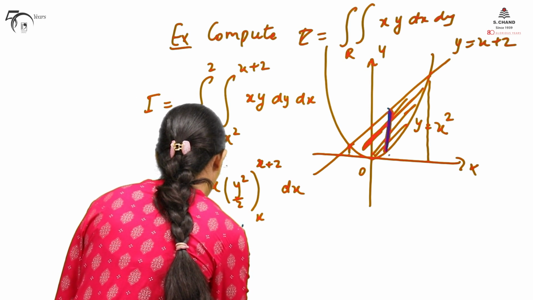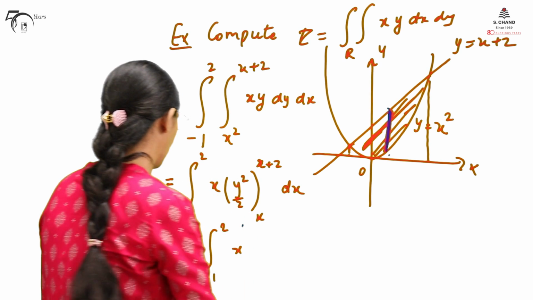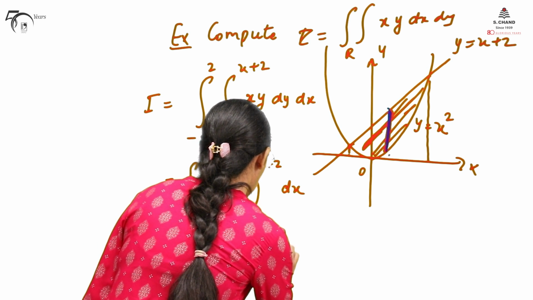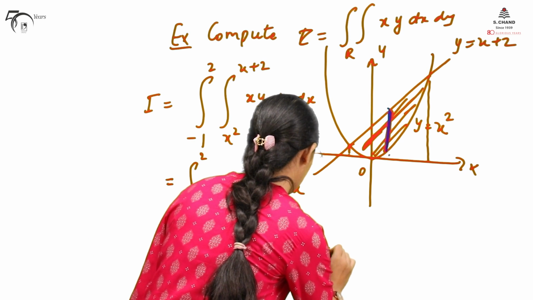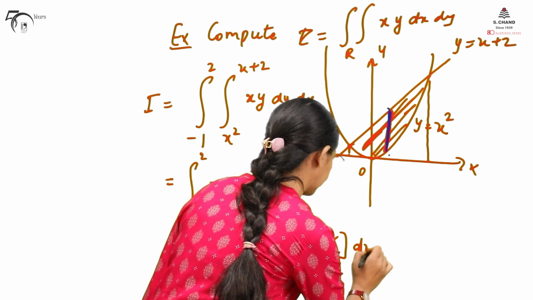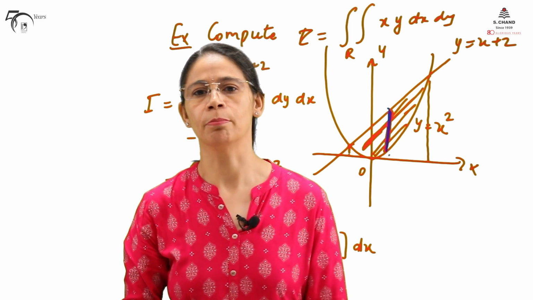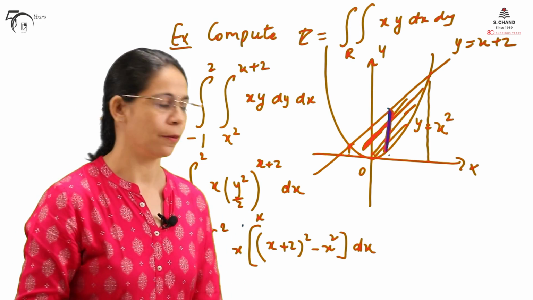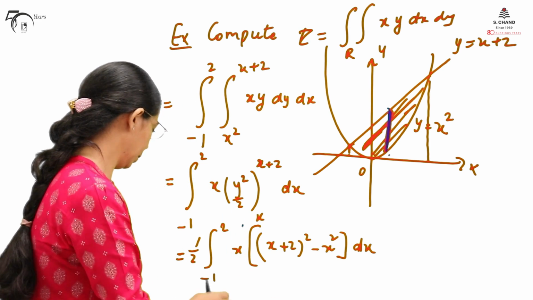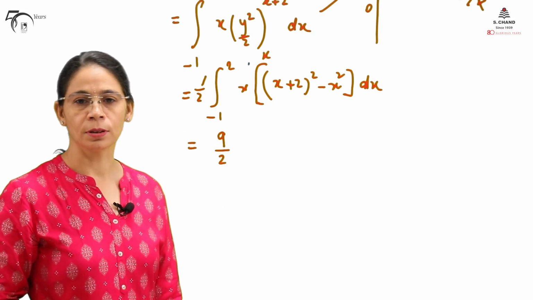So it becomes the integral from -1 to 2 of x, and this 1/2 can be taken out, and it becomes x plus 2 whole square minus x square, dx. This can be simplified quite easily. It is a very simple integral, an algebraic function in terms of x only. So the answer for this is 9/2.